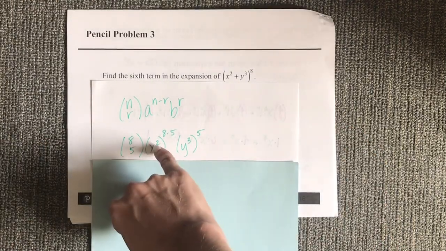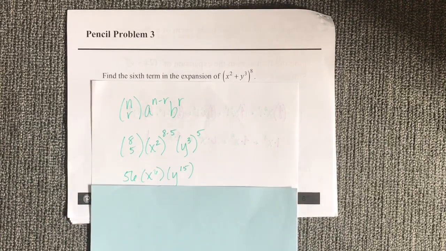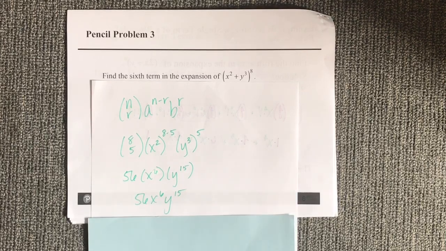And so right here, we're really doing x squared raised to the 3rd, so that's going to be x to the 6th. So then that's your answer, 56 x to the 6th.